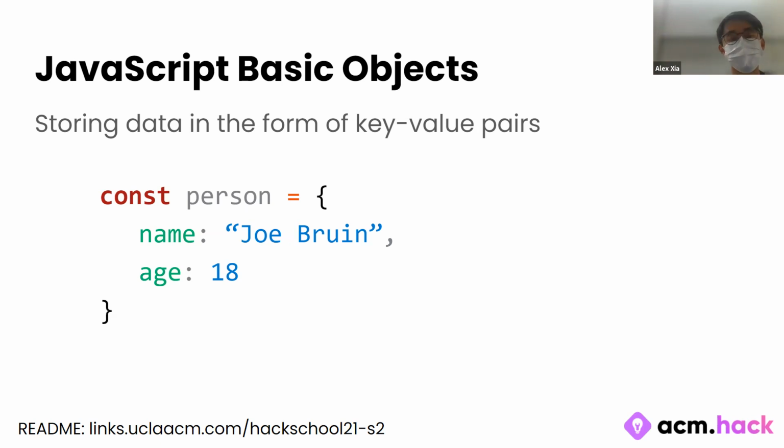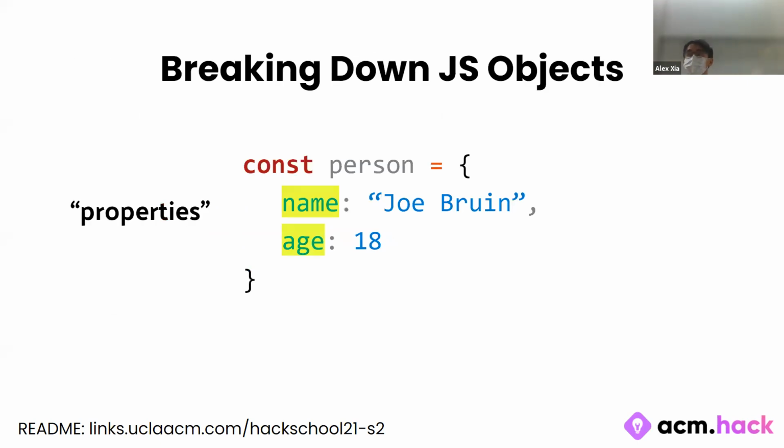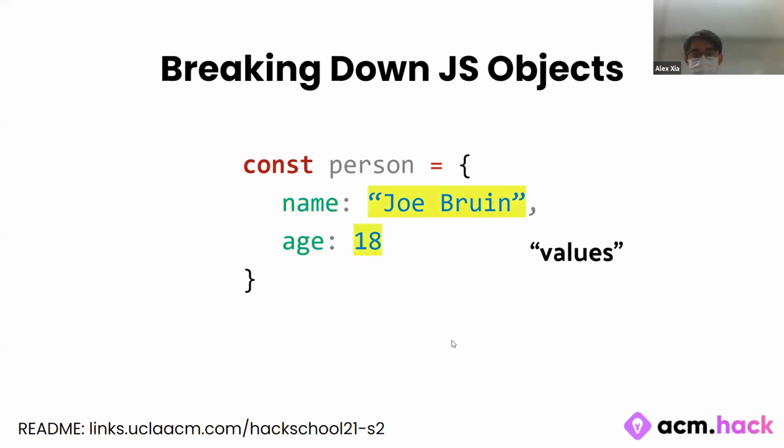Objects in JavaScript store data in the form of key-value pairs. On the left here, you'll see the key, or the property, which is simply the name of the property. As you can see in this example, a person has a name property and an age property. This is followed by a colon, and on the right we have the values corresponding to those properties. This becomes very self-explanatory to read. We define a person constant. This person's name is Joe Bruin, and this person's age is 18. Okay. Any questions about this?